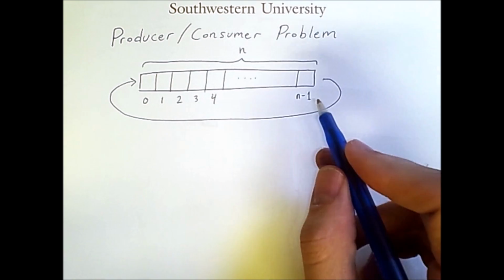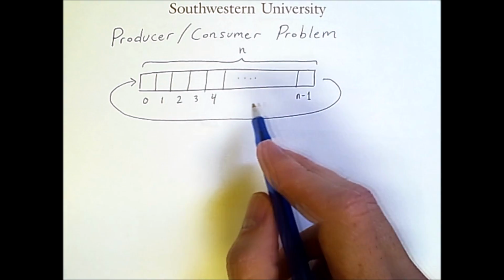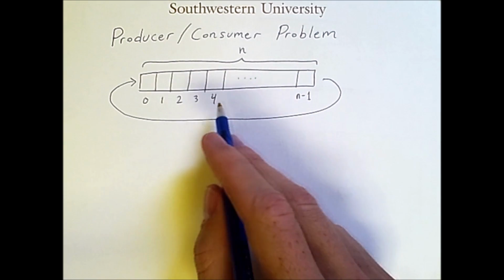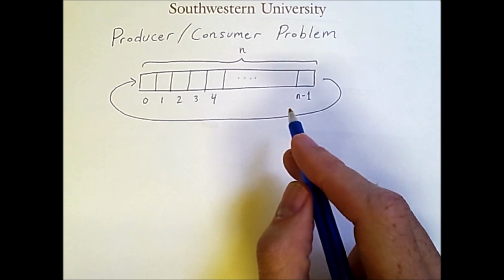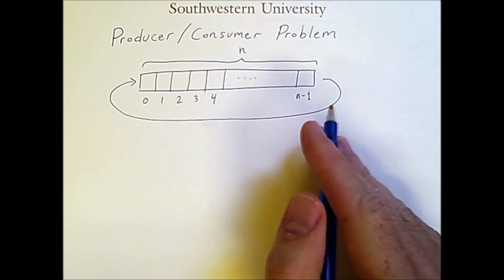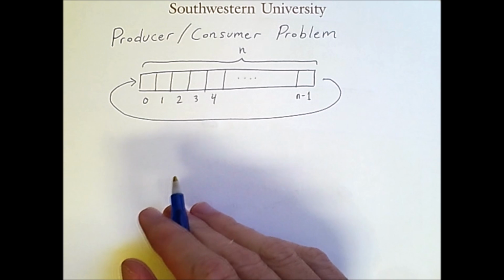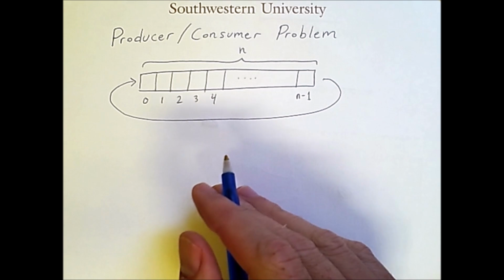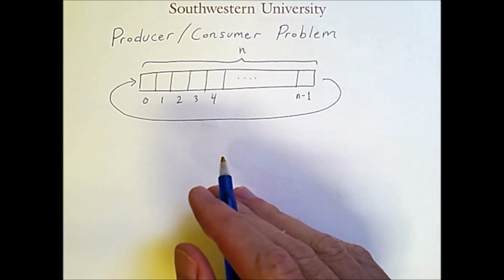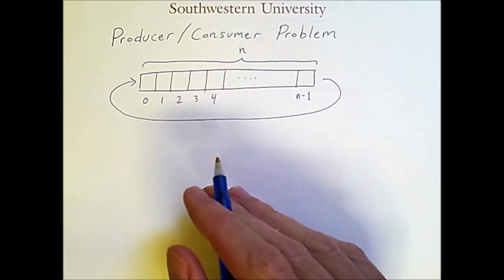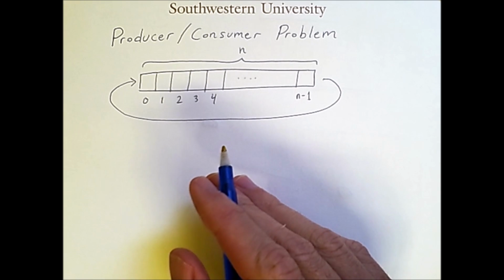So overflow would be when we produce so much data that we overwrite some data that hasn't been consumed yet. Underflow would be if we consume something that hasn't been produced yet. We want to avoid both of these problems.